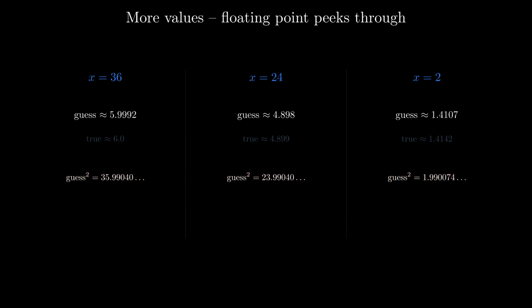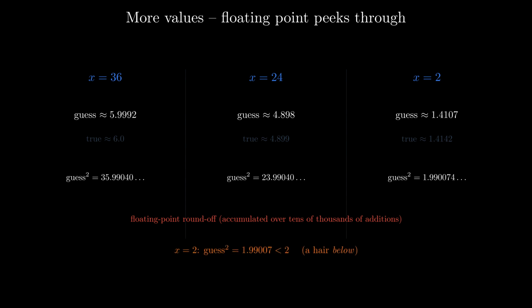That crumb is floating point error, the round-off we studied earlier piling up across tens of thousands of additions. Sometimes the crumb pushes us a hair above x, sometimes a hair below. It is harmless here, but keep it in mind. It is about to matter enormously.